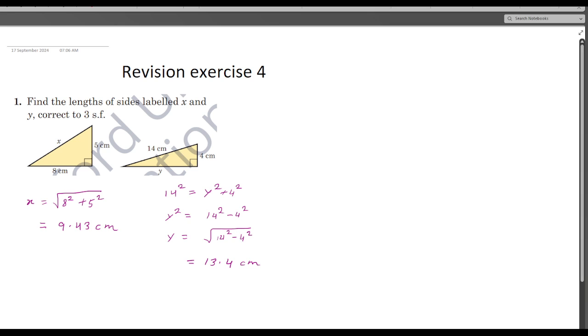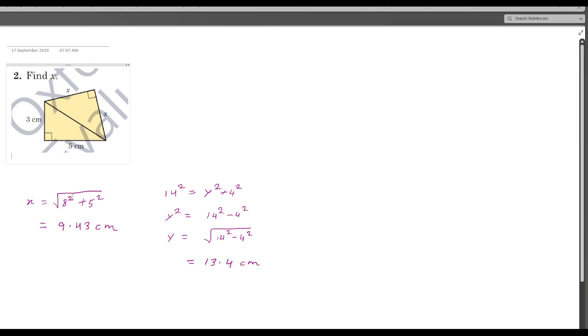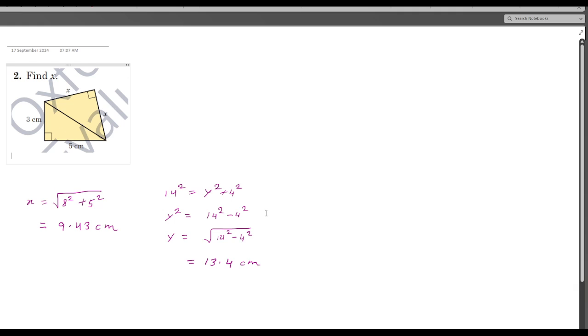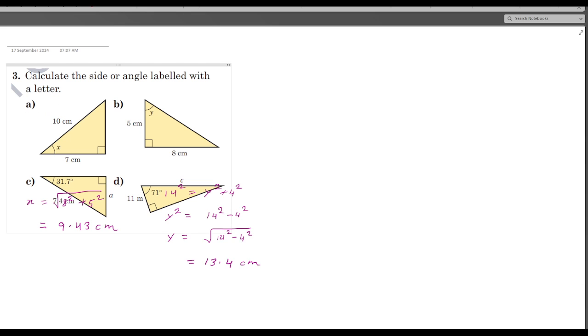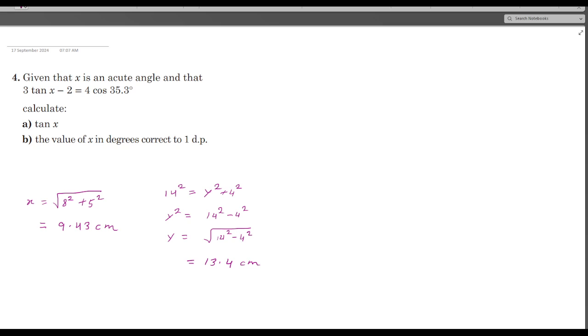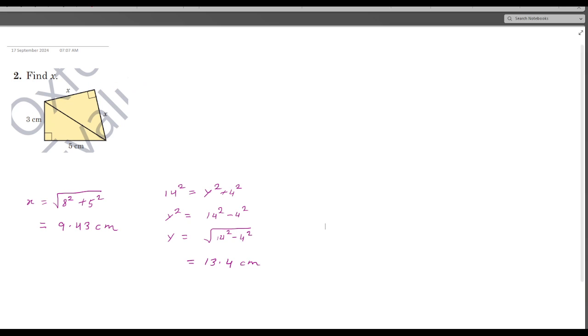Next question, here I have to find out the value x. Okay, so in this diagram, what happened? Just a minute.